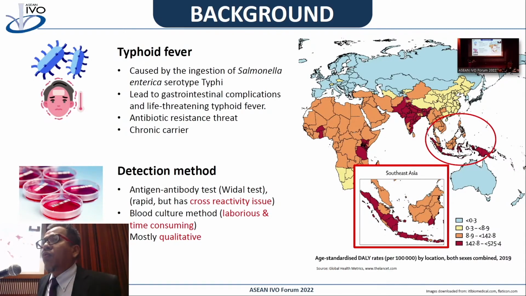So what is the problem with the current system? As shown right now, the gold standard is called the Widal test. They use blood cultures, but that needs complexity and time for the culturing. And most of the testing is a qualitative method.